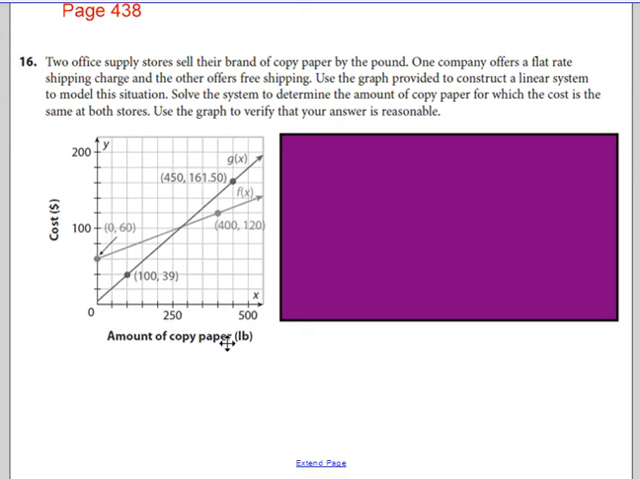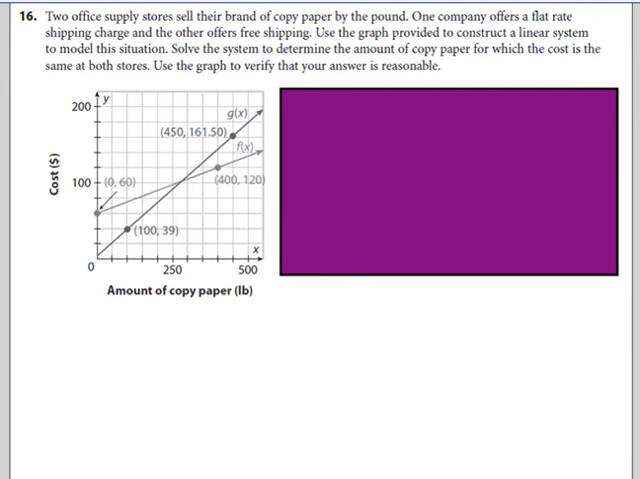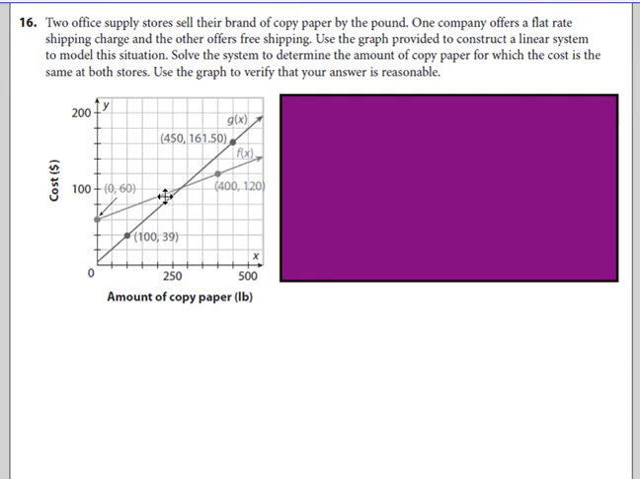All right. Well, we want to make a linear system. So that means we want to find an equation for both of these lines. And I think if we write them in slope-intercept form, y equals mx plus b, that's going to be the easiest. Okay, and y is going to be the cost, and x is going to be the amount of paper, because that's on the x-axis and the y-axis. So this equation right here, maybe I'll highlight it in yellow.